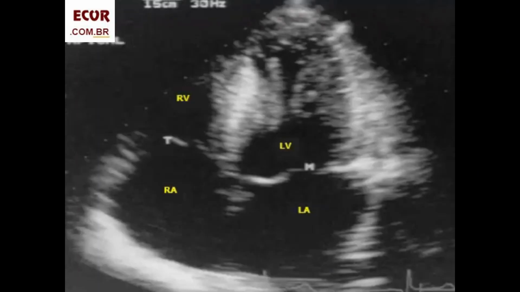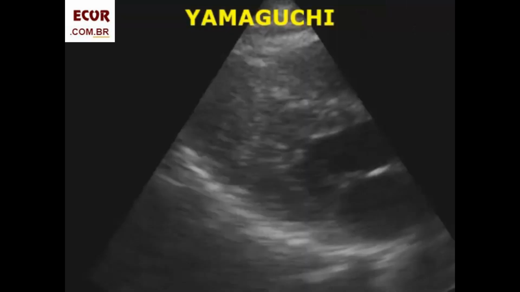The apical four chambers view shows another situation when the hypertrophy is mainly or only presented in the apex of the left ventricle. It's hypertrophic cardiomyopathy called Yamaguchi disease. It's predominantly encountered in Oriental patients. There is no subaortic gradient in this case.